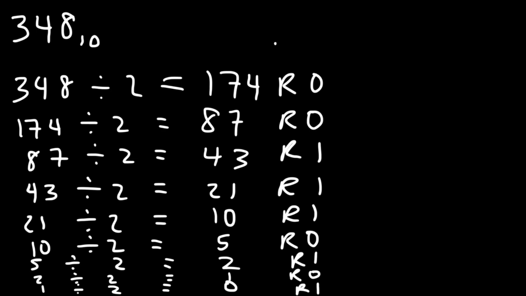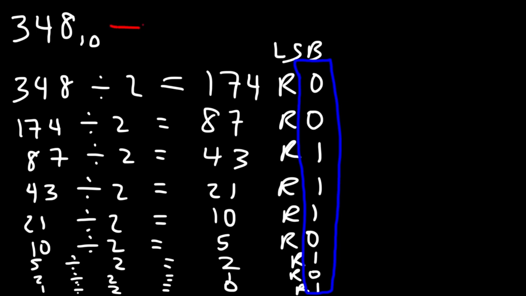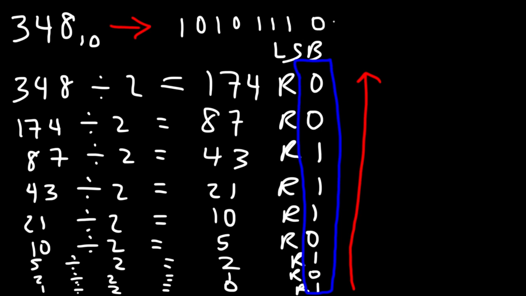What we have on top is the least significant bit, and this here is the most significant bit. Now you can find your answer just by looking at all of the remainder values, which is here. And so that's the binary number that's equivalent to 348. So you need to read it from the bottom to the top. So the answer is 1, 0, 1, 0, and then 1, 1, 1, 0, 0.